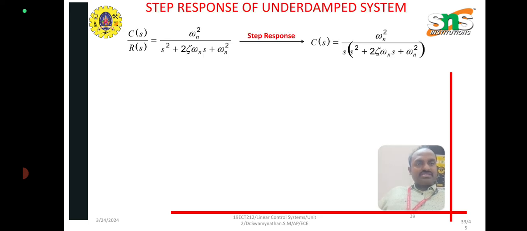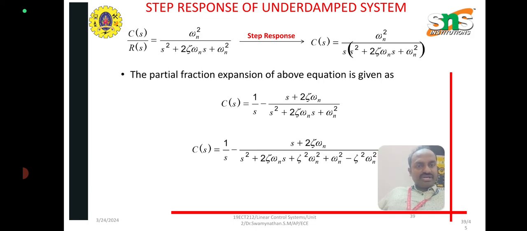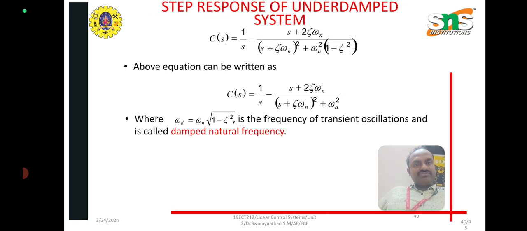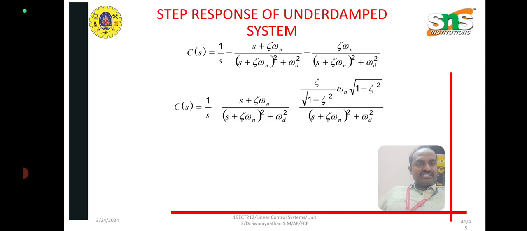And next is the step response. We take the comparison C of S divided by R of S. Then you can get the step response C of S by partial fraction expansion, and based on the comparison, you can get the final values of C of S. So omega d is equal to omega n root of 1 minus zeta squared, which is called the damped natural frequency. From this, you can get C of S.